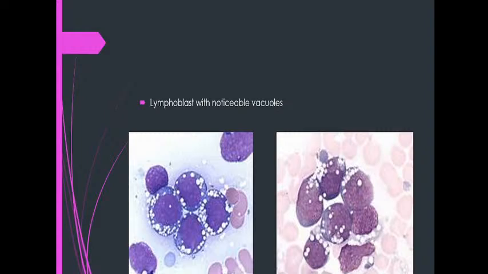Look at the nucleoli. Nakikita nyo yung nucleoli? Yung parang mga maliliit na shadings sa loob. Nakikita nyo ba? Clear ba dyan, Sir Marco? Ma-appreciate mo ba yung nucleoli, Sir Marco, dyan? Medyo hindi.